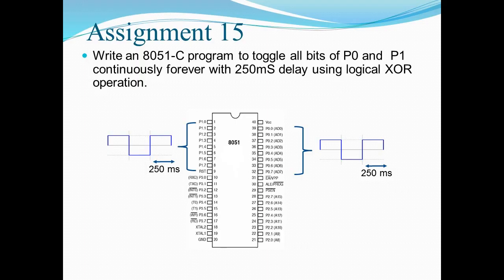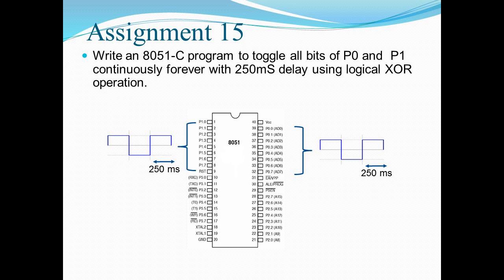Now let us go to the next assignment, that is assignment number 15. In this assignment we have to write an 8051 C program to toggle all the bits of port 0 and port 1 continuously forever with a 250 millisecond delay using a logical XOR operation. So one thing we have to underline is that we have to toggle port 0 and port 1.